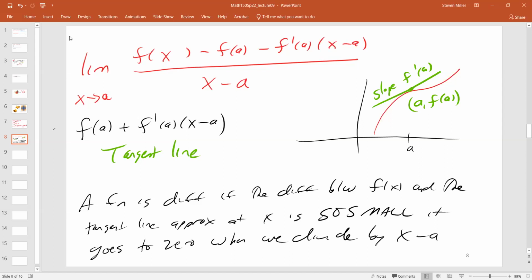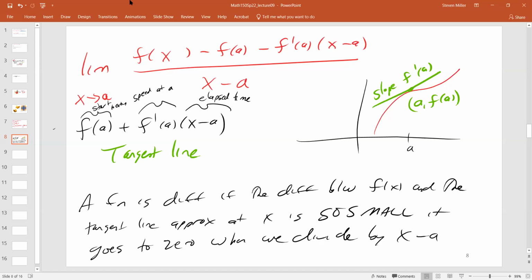So you should view this as, this is over here, the elapsed time. We started at a, we ended at x. This is how much time has passed. This is the speed at a, and this is our start location. So what we're saying is that where we are at time x is well approximated by where we started, plus a little bit of a boost. How much of a boost? The instantaneous speed times how much time has elapsed.